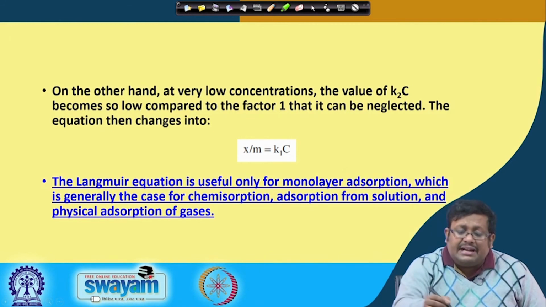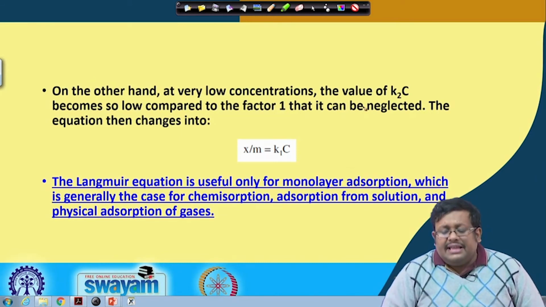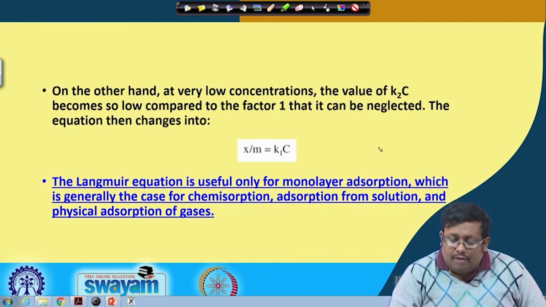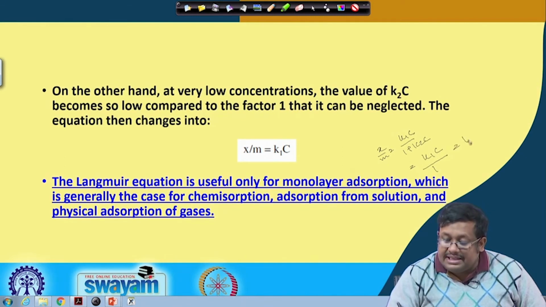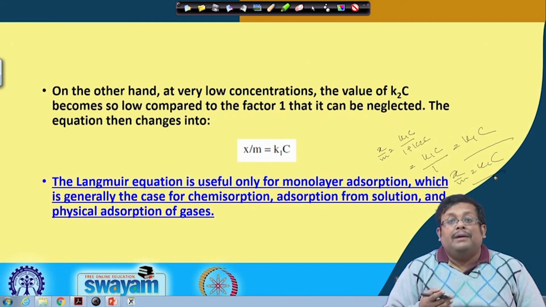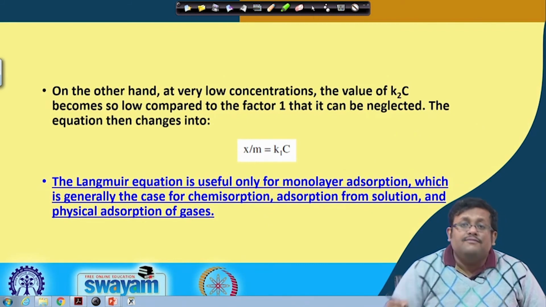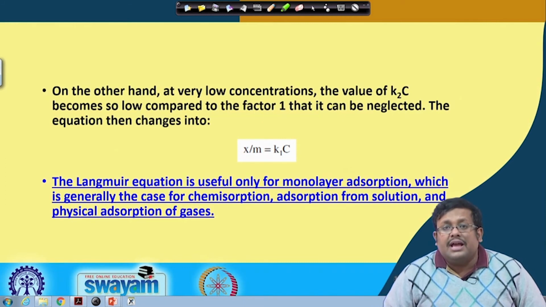However, on the other hand, at a very low concentration, the value of K2C becomes so low compared to the factor 1 that it can be neglected. We know that x/m equals K1C by 1 plus K2C. Here the value of K2C becomes so low that it can be neglected. So, basically it will be K1C, and the equation changes into x/m equals K1C. So, the Langmuir equation is useful, remember, for monolayer adsorption, which is generally the case in chemisorption or chemical adsorption, and for adsorption from solution and physical adsorption of gases. Now you have an idea about the Langmuir equation and the Freundlich equation.